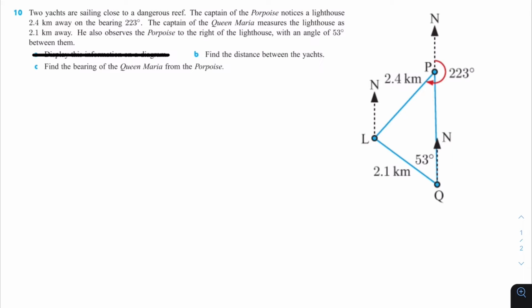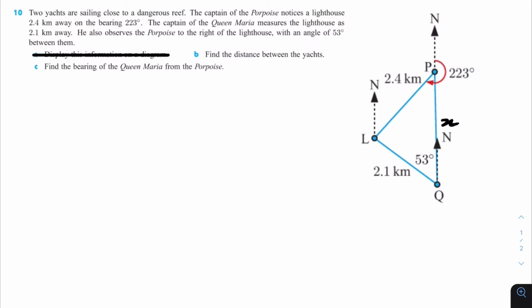So we're asked to find the distance between the yachts, which is between P and Q. So P and Q I'm going to label x. Now we have to think about the two methods we can use to solve this. Note that we should not assume that this over here is 180 degrees, because north and the line are slightly different, so that doesn't mean that they're at a 180 degree angle, and we should not assume that yet.